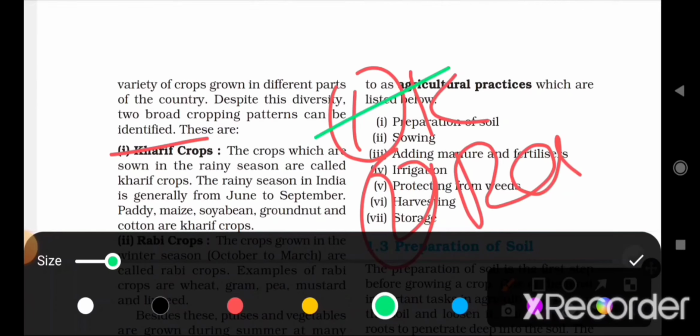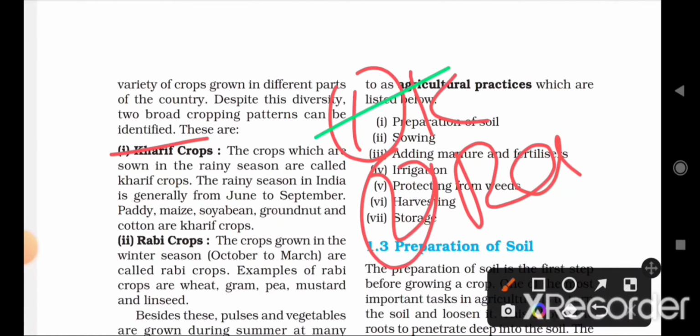Next, one by one we have to study what Kharif crops and Rabi crops are, when they are grown, and what the types of Kharif crops are. You have to study this in detail.